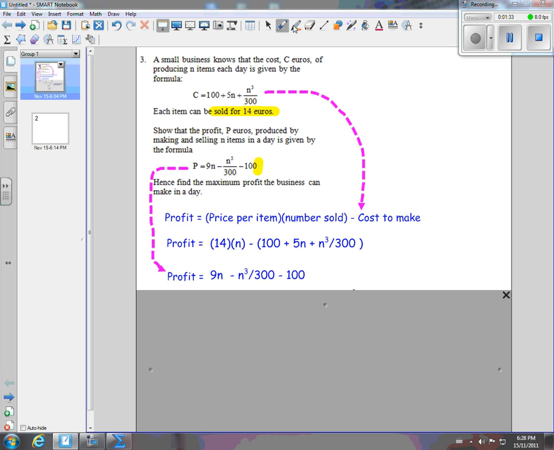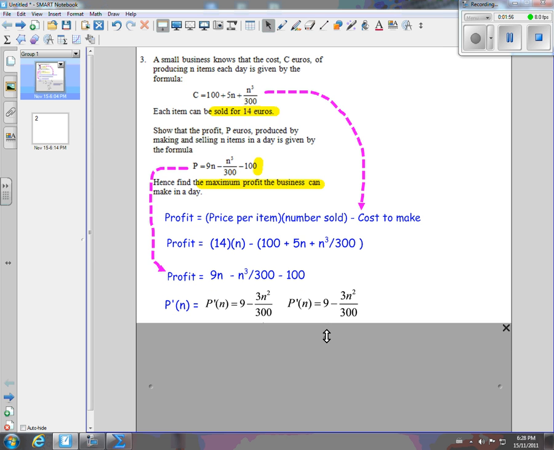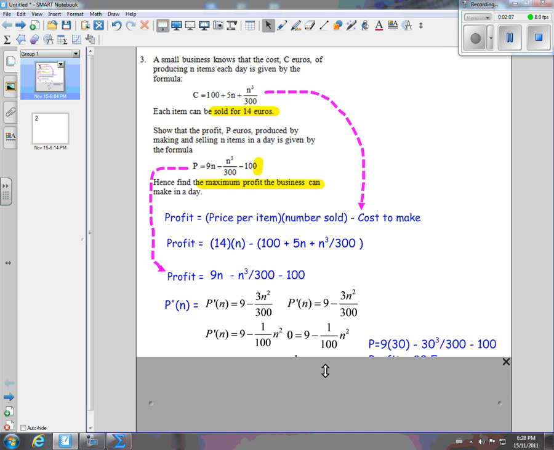The last part of the question wanted you to maximize the profit. Remember, a maximum occurs where the curve has a horizontal tangent line. So a horizontal tangent line exists where the derivative is equal to 0. So you need to differentiate this function, and you will get p prime in terms of n, 9 minus 3n squared divided by 300. Simplify that, and that becomes p prime equals 9 subtract 100th n squared.